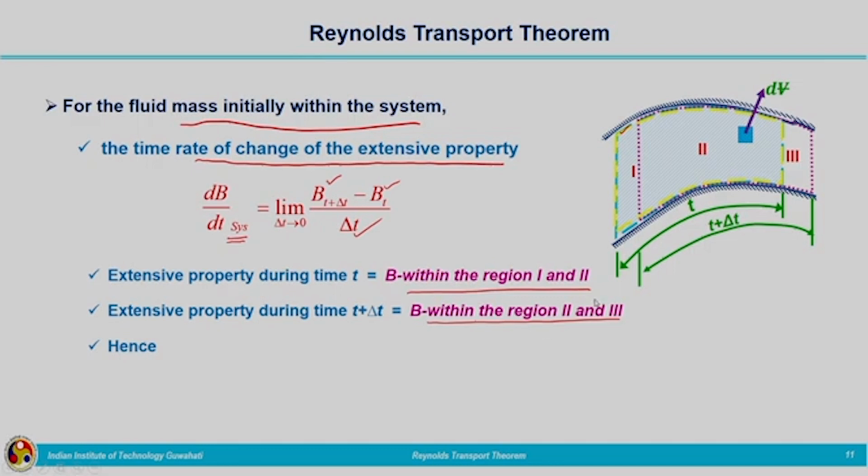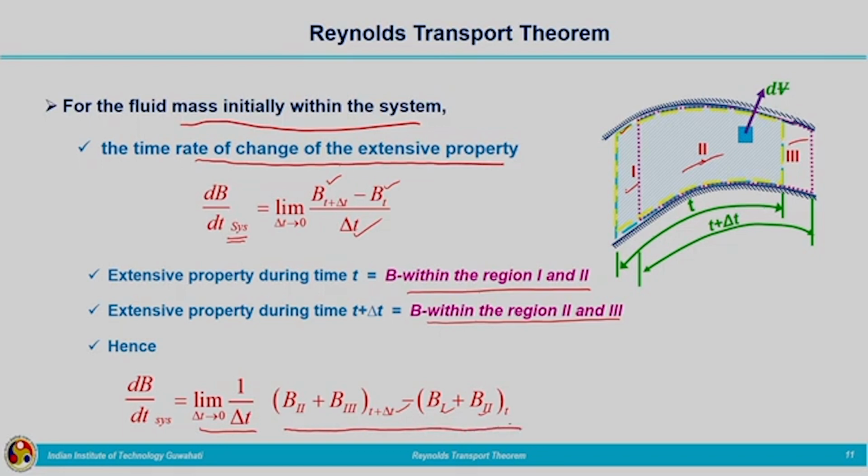Now we can modify this expression, that is, write B at t plus delta t in terms of regions 2 and 3, and B at t in terms of regions 1 and 2. So dB by dt of the system can be written as limit delta t tends to 0, 1 by delta t, B at t plus delta t is nothing but B2 plus B3 corresponding to the time t plus delta t, minus B at t, which is the extensive property within regions 1 and 2, so that is replaced by B1 and B2. So dB by dt of the system can be written as limit delta t tends to 0, 1 by delta t, B2 plus B3 at t plus delta t minus B1 plus B2 corresponding to the time t. Let this be equation number 2.